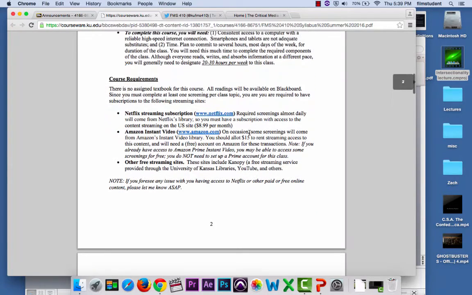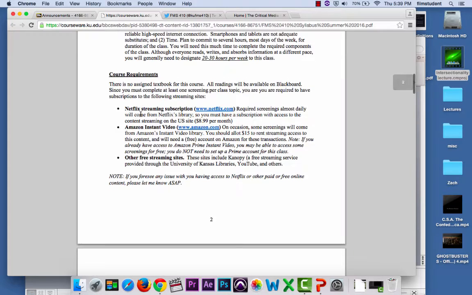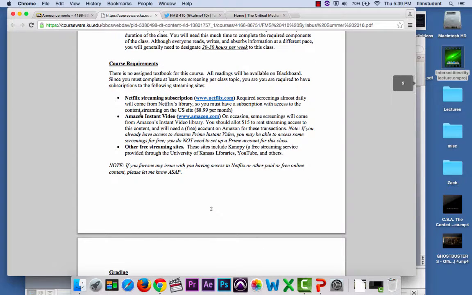So the course requirements, here's some good news. There are no assigned textbooks for this course. Yay! All the readings are going to be on Blackboard. But along with the readings, we also have screenings, and this is where you might have a couple of requirements. We are going to screen film and TV texts from basically three sources.